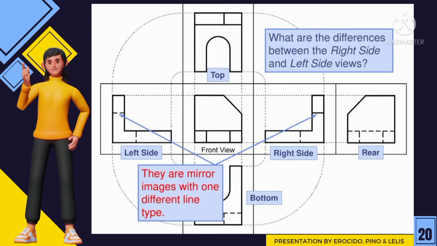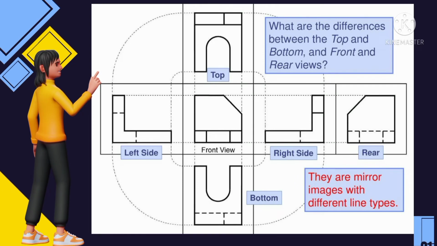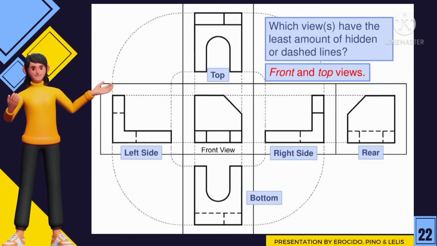What is the difference between the right side and the left side views? They are mirror images with one different line type. And what is the difference between the top and bottom and front and rear views? These 4 views are mirror images with different line types. And which views have the least amount of hidden or dashed lines? It must be the front and top views.